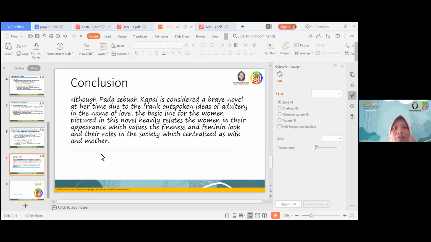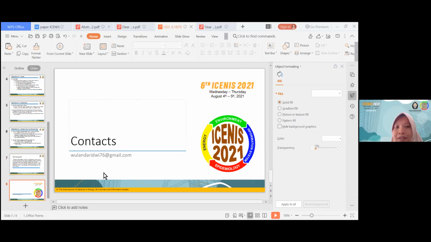All right, so although Pada Sebuah Kapal is considered a brave novel at her time due to the frank outspoken ideas of adultery in the name of love, the basic line for the woman pictured in this novel heavily relates the women in their appearance, which values the finest and feminine look, and the roles in the society which centralize as wives and mothers. I think that's it.